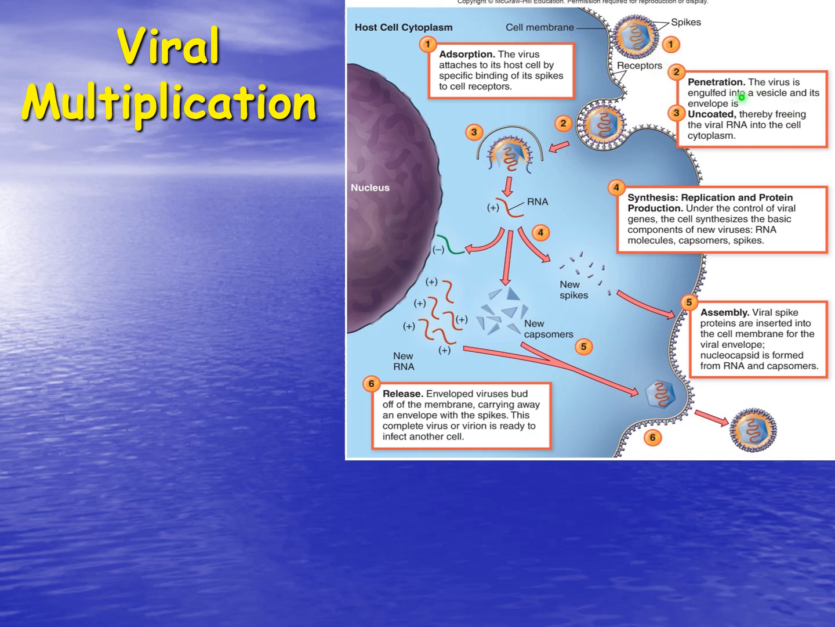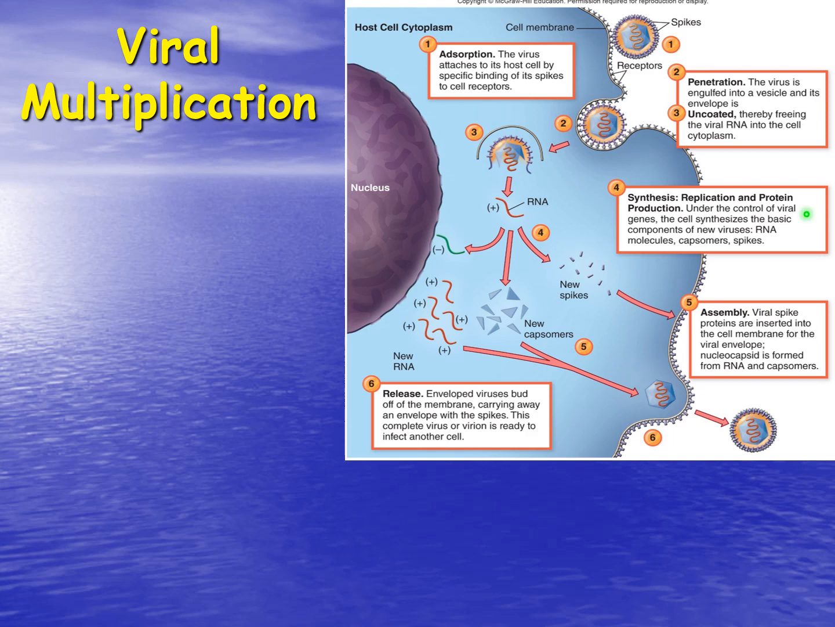Penetration and uncoating can occur at the same time. In penetration, the virus is engulfed into a vesicle and its envelope then will be uncoated. We have to break open that capsid, thereby freeing the genetic code into the cell's cytoplasm. Once in the cell, depending again upon what type of virus it is, whether it's RNA, DNA, positive sense or negative sense, we then will see synthesis, and this is replication and protein production of viral proteins.